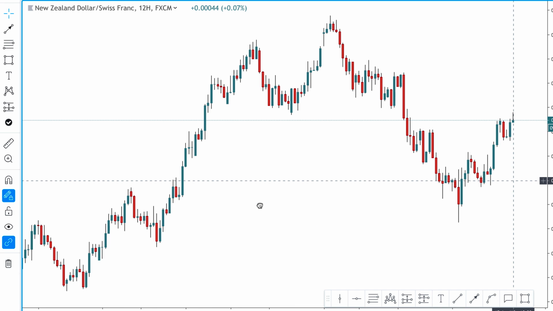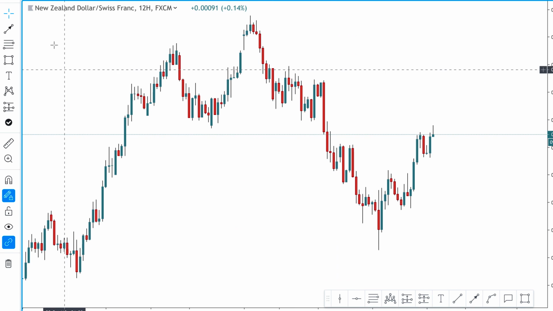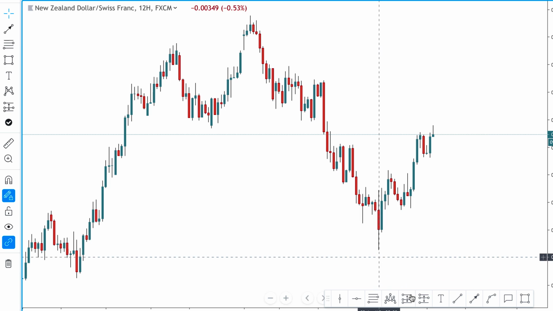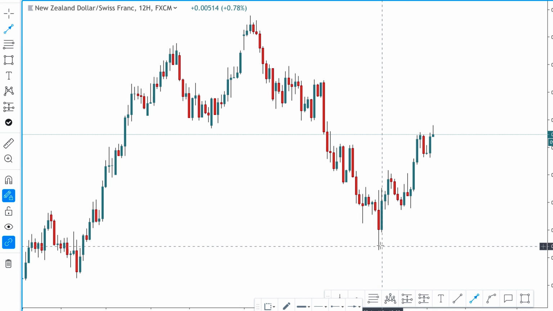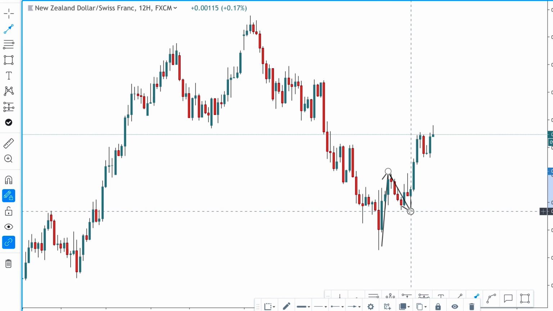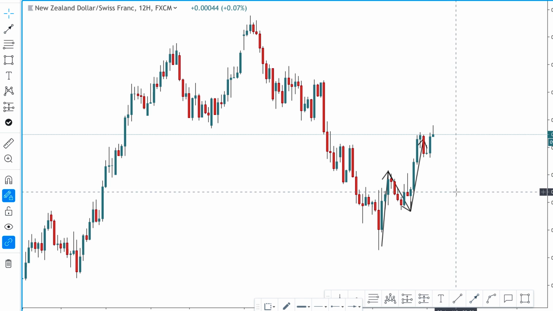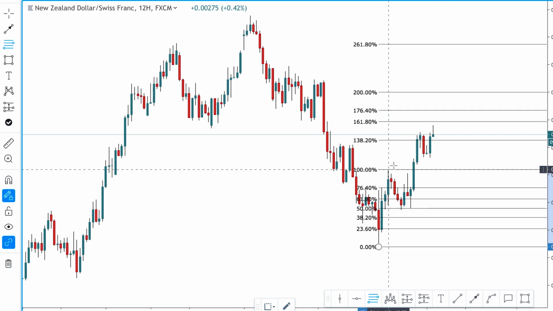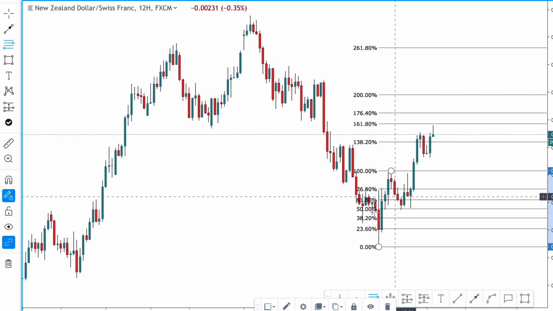So here's a little recent example on the Kiwi and the Swissy. And by the way, you can use this on all time frames, all markets. We had a turnaround here, ABC, a very tiny B, and then here we continue. Let's see what the Fib says about this move. So A, B ends here.